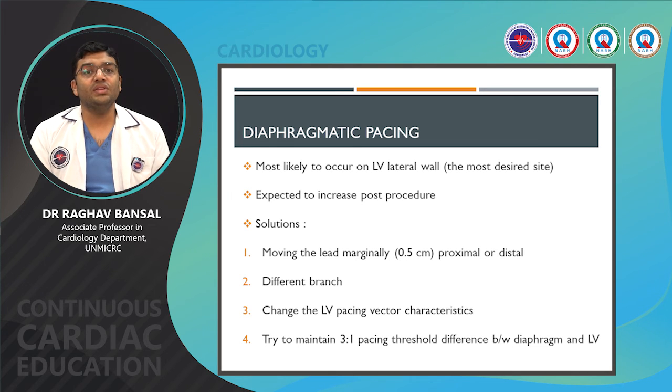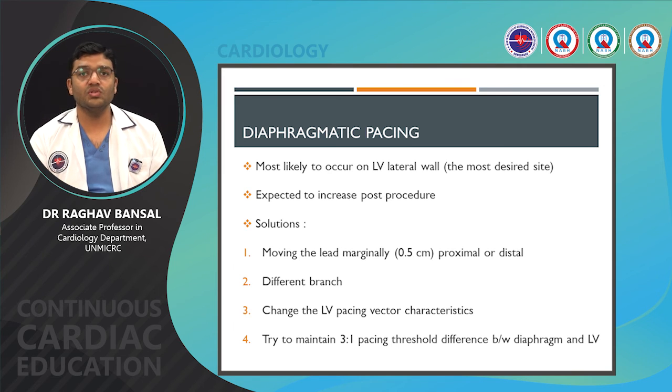And try to maintain a 3:1. This is a basic rule of thumb. Try to maintain a 3:1 pacing threshold difference between the diaphragm and LV. So even if diaphragmatic capture is happening at 10 volts or 8 volts and your LV threshold is 1.5, you should be fine because you have a big gap between the two and you can program the output somewhere in between.